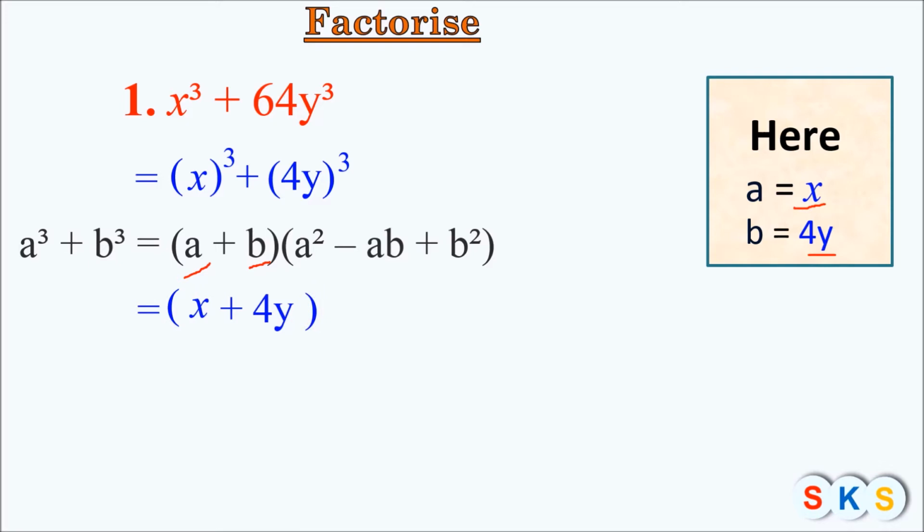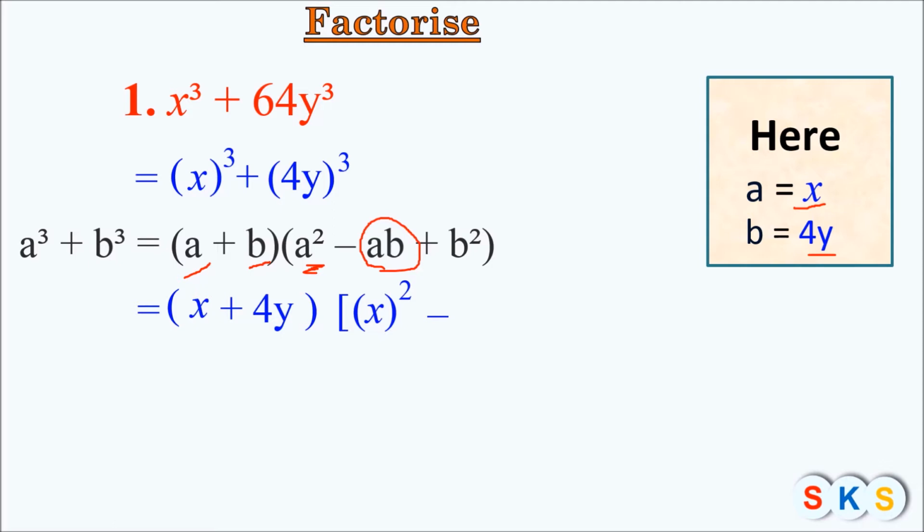Now here we have the second bracket. You can see in the second bracket the first term is a square, and what is the value of a? Look at in the box, the value of a is x, so we will replace a by x, so we will get here x the whole square minus, after minus you can see that second term of the second bracket is ab. ab means a into b, and what is the value of a and b? a is x and b is 4y.